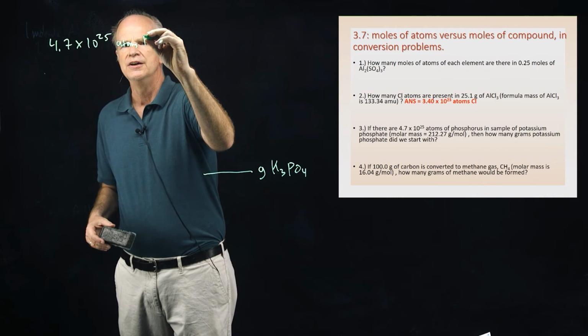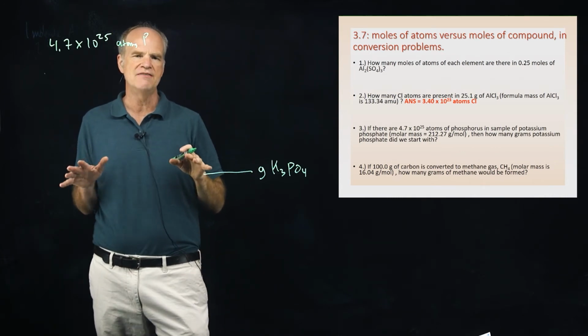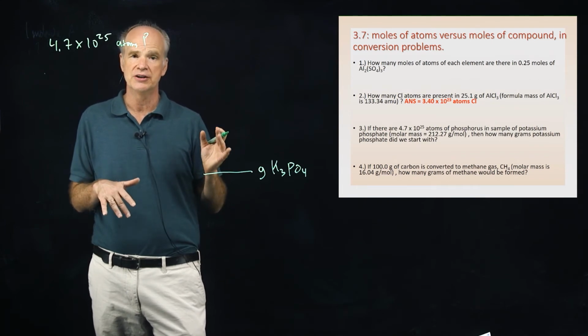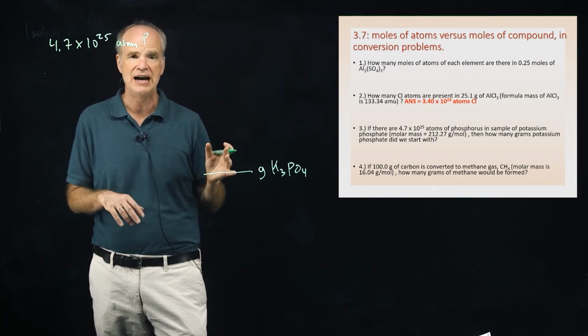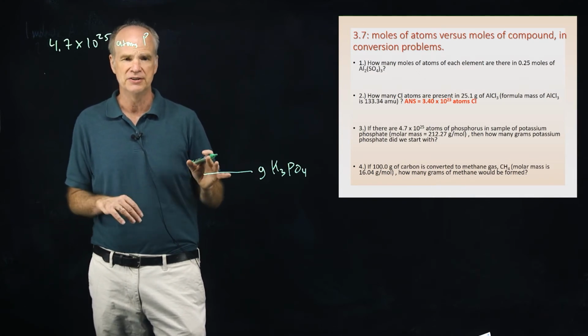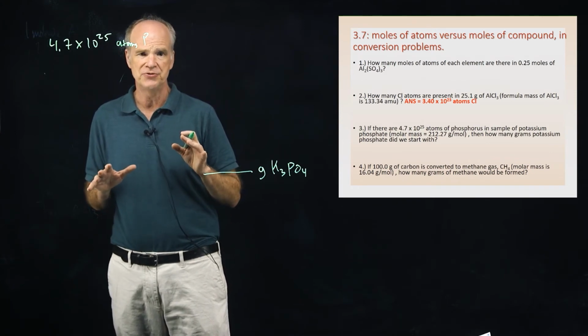Okay, so the first thing I would probably do is just get this into moles. And then once you have moles phosphorus, then you can convert to moles of the compound, potassium phosphate. And then from there, convert to grams potassium phosphate. And I think that would get us to the answer. So the first thing, let's convert these atoms phosphorus to moles phosphorus.